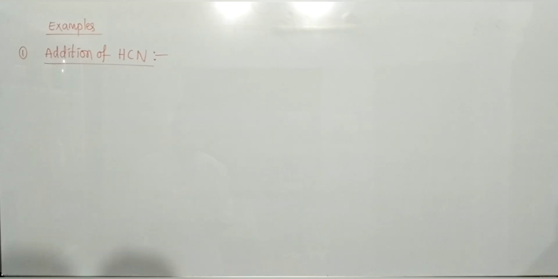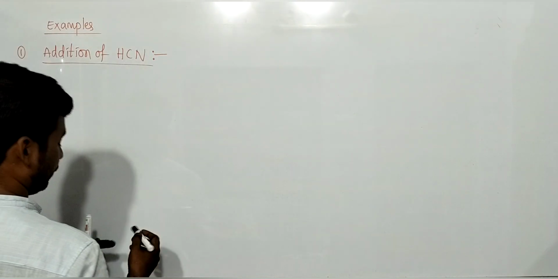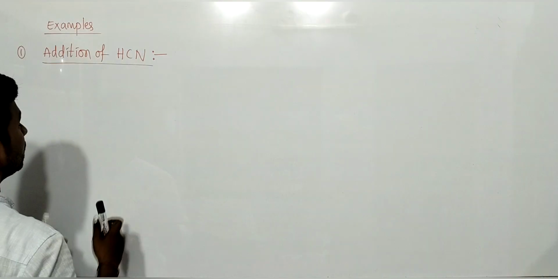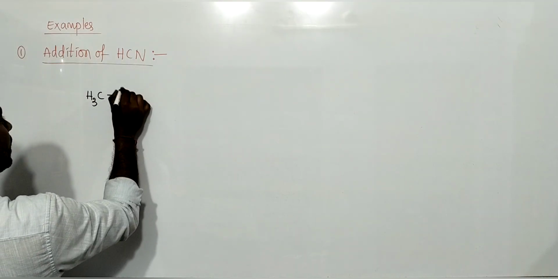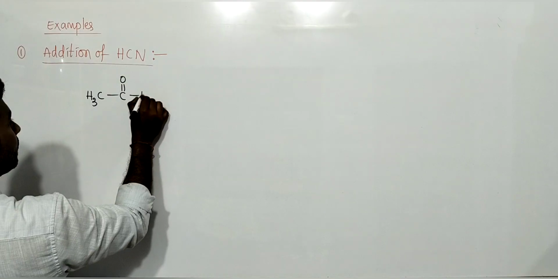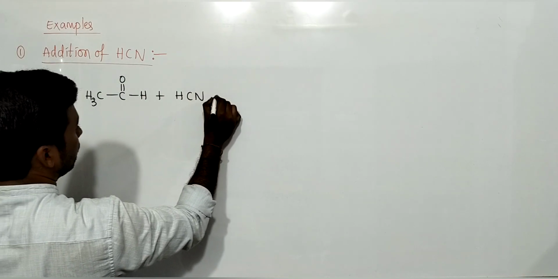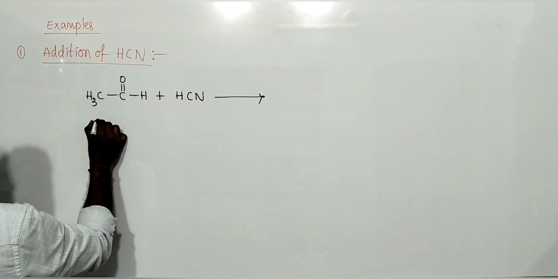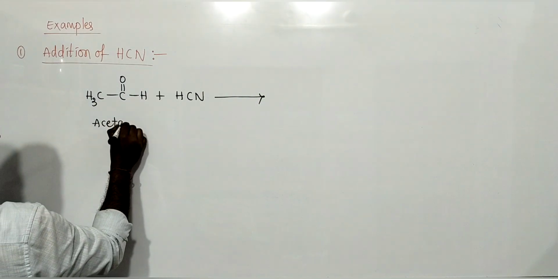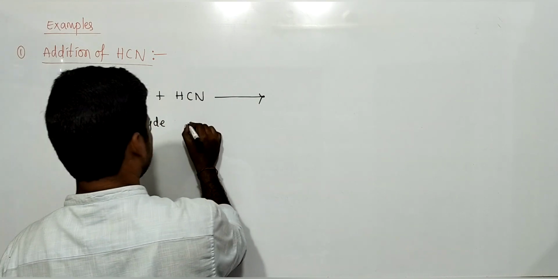Addition of hydrogen cyanide to, I am taking acetaldehyde as an example. Acetaldehyde is an aldehyde carbonyl compound. This is acetaldehyde.